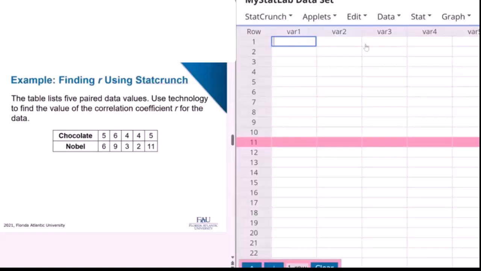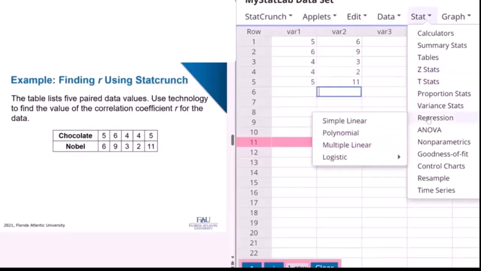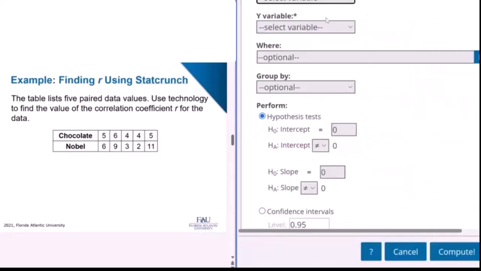Finding R using StatCrunch. This will be chocolate: 5, 6, 4, 4, 5, and Nobel: 6, 9, 3, 2, 11. The table lists 5 paired data values. Use technology to find the value of the correlation coefficient R for the data. Go to Stat, Regression, Simple Linear. Make X var1 and Y var2.